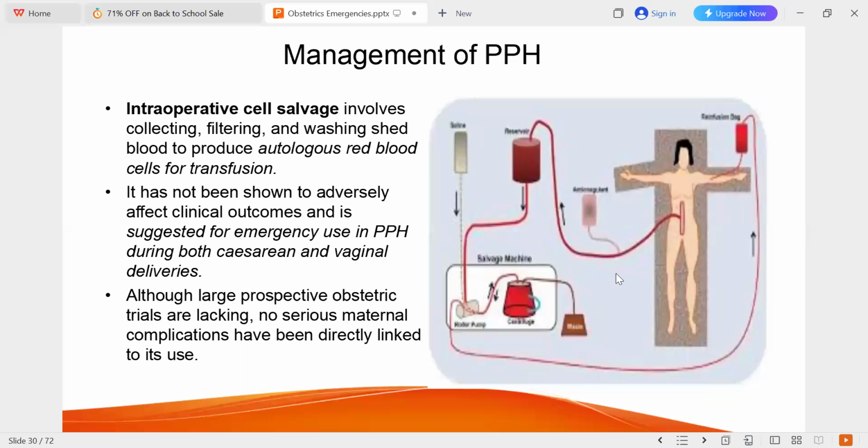It's been suggested for emergency use in PPH. All you're trying to do is get the patient's blood and restore the patient's blood volume, okay? No serious maternal complications have been linked to this use, especially if you have a cell salvage machine in your center. But if you don't have one, don't hesitate to use the patient's own blood intraoperatively to retransfuse the patient with blood.